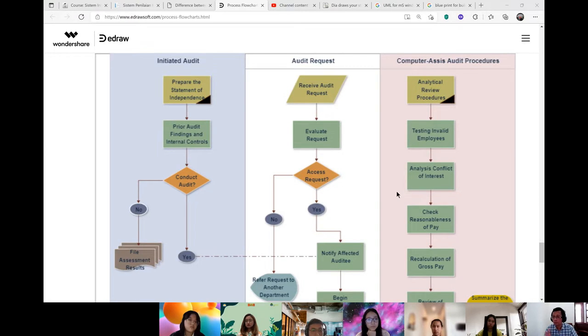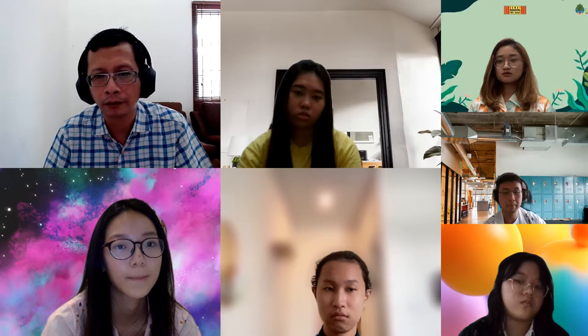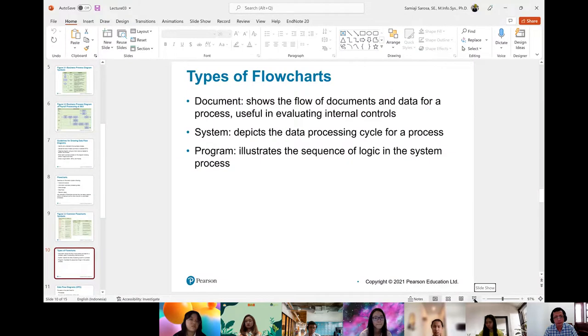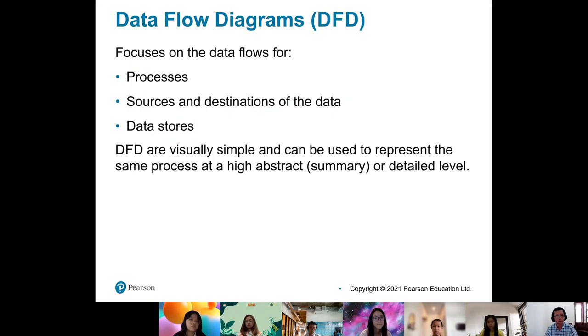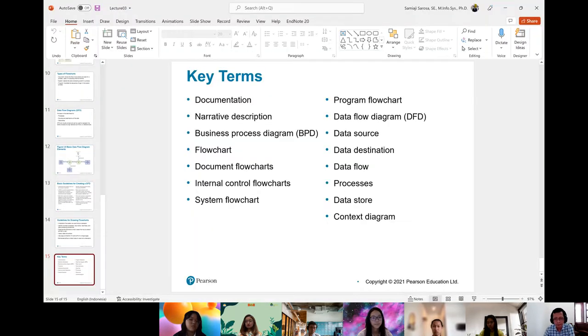Okay. Next week, after you have submitted your assignment, I'll give you examples. Okay, so don't worry. Okay, that's okay. Let's return to the slide. I think it's only the last slide for today. Okay, so that's the diagram process flowchart. Yeah, that's the last. Any question so far?